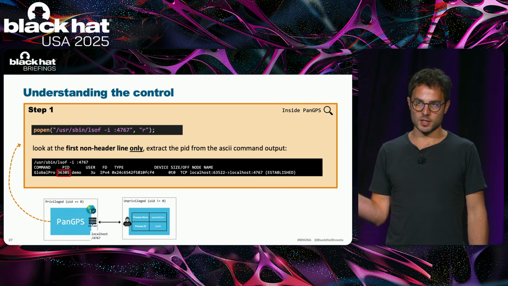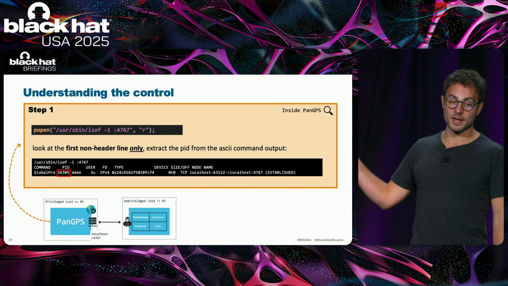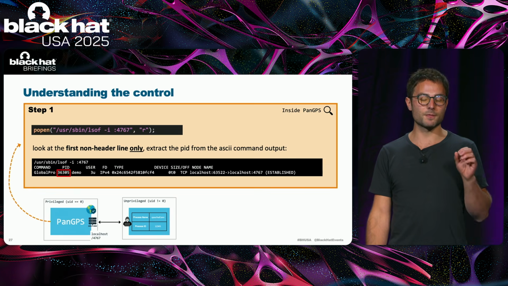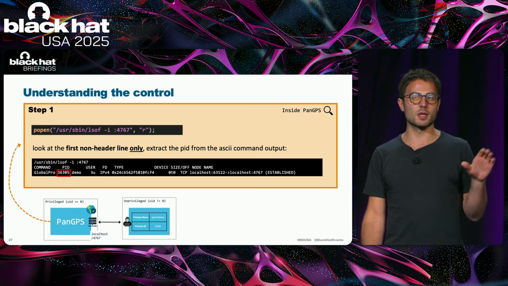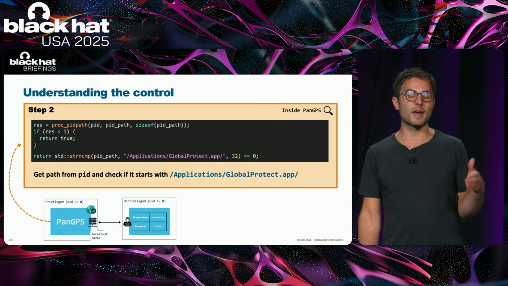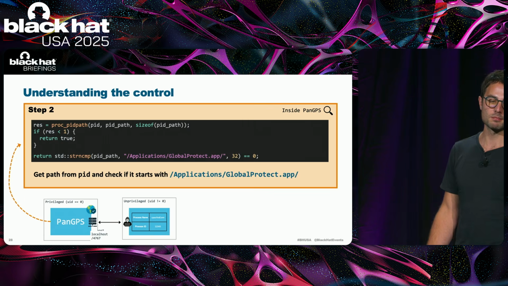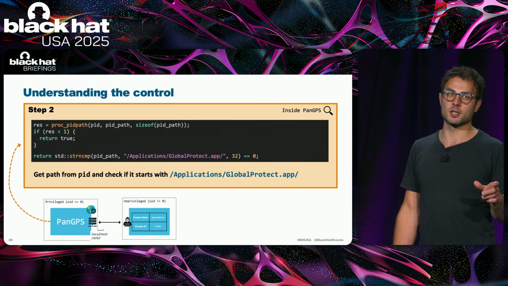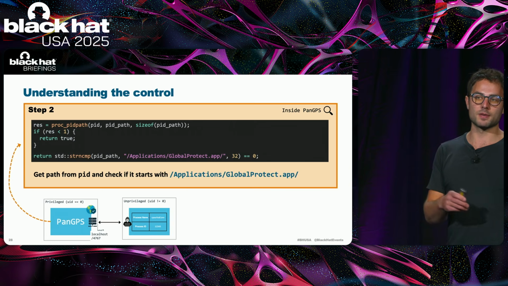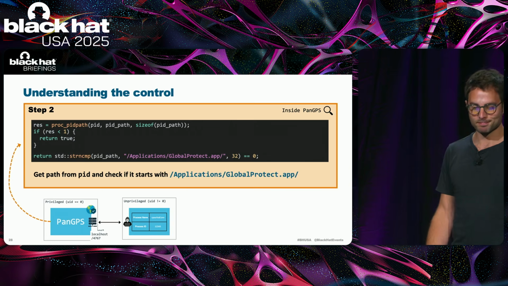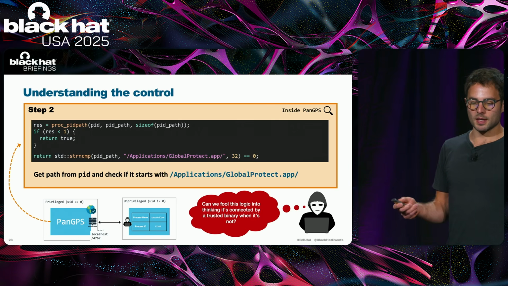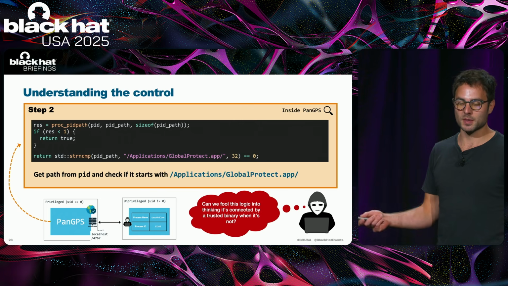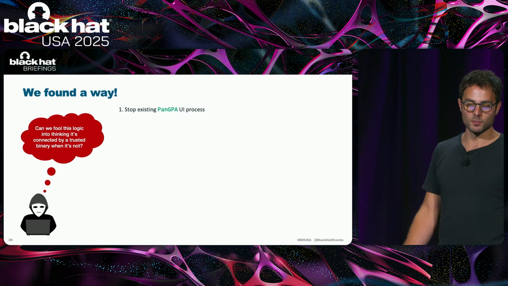In essence, what it's doing, it runs a command, lsof, looking for what's going on port 4767, takes the first non-header line, looks at the PID of the process that's listed, and then gets the path and does the comparison. I think that first step is the bit that feels a little bit fragile, right? Parsing ASCII output of a sub-process command. And the question is, can we maybe trick this logic into thinking we're connecting from the trusted place when we're not? We found a way.